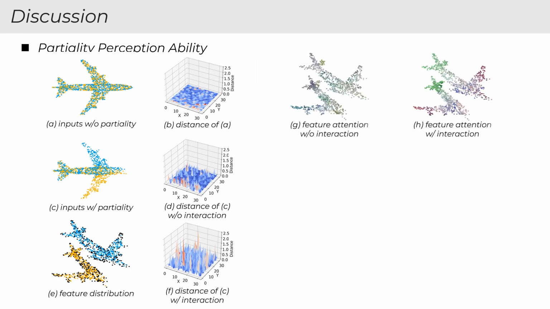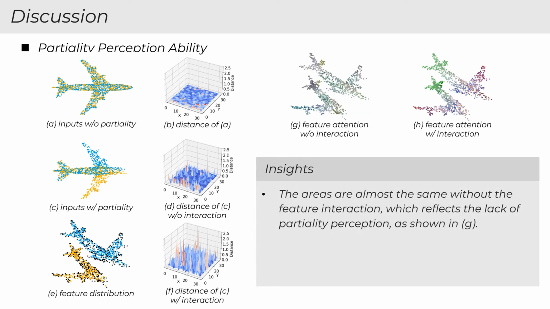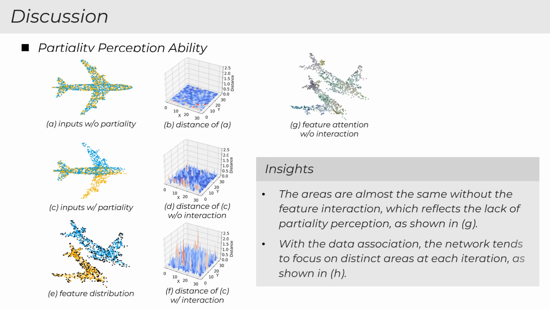Finally, we show the attentive areas of the global features with and without the feature interaction, where the colors denote different iterations. The areas are almost the same without the feature interaction, which reflects the lack of partiality perception, as shown in G. With the data association, the network tends to focus on distinct areas at each iteration, as shown in H.